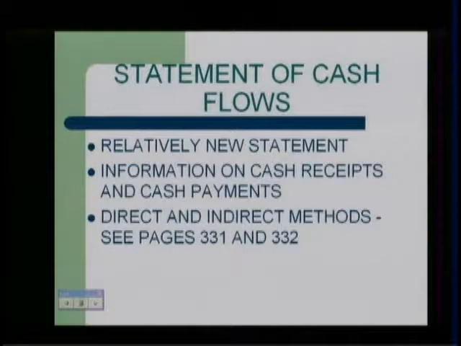Now, when the FASB was determining that a cash flow statement should be included in the annual report, they looked at two different methods of presenting that information. One is called the direct method, and one is called the indirect method. And if you look in your book on pages 331 and 332, you can see that there are examples of each of those methods. The FASB, in theory, prefers the direct method. In the direct method, you show exactly where the money came from and exactly where it was spent.